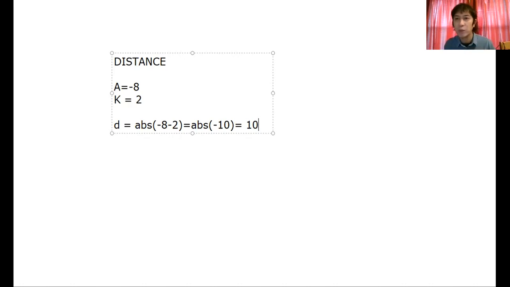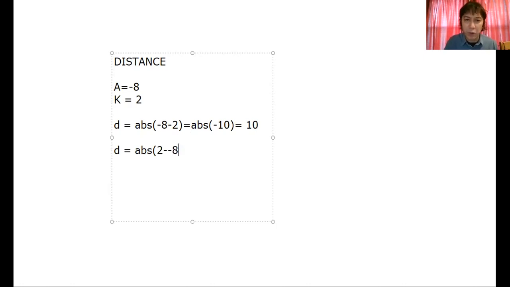Now, we did something like A minus K. How about K minus A? Is that possible? That's possible, yes. Of course, we can do another solution here. So the other way of doing that is absolute value. And this time we will be doing K minus A, okay? So that means 2 minus the -8.